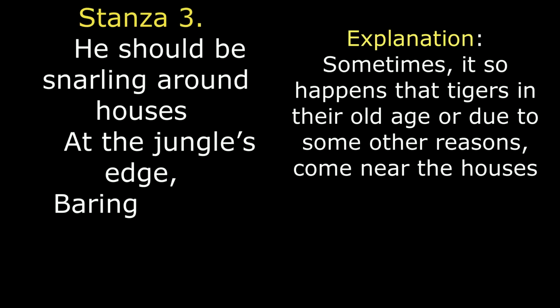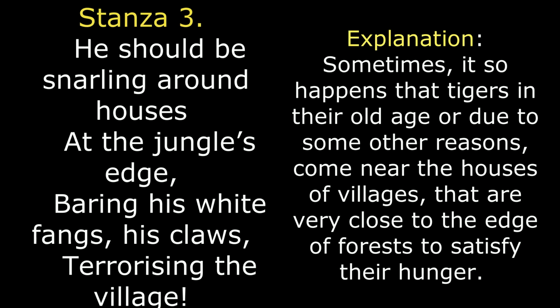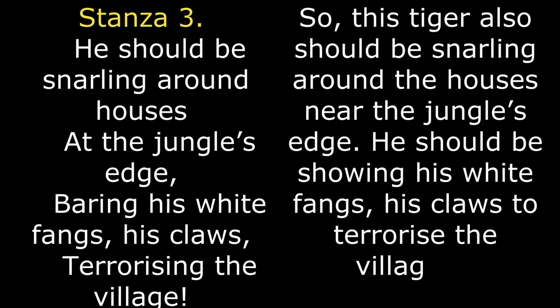He should be snarling around houses at the jungle's edge, baring his white fangs, his claws, terrorizing the village. Sometimes it so happens that tigers in their old age or due to some other reason come near the houses of the villages that are very close to the edge of the jungles to satisfy their hunger. So this tiger also should be snarling around the houses near the jungle's edge. He should be showing his white fangs, his claws to terrorize the villagers.